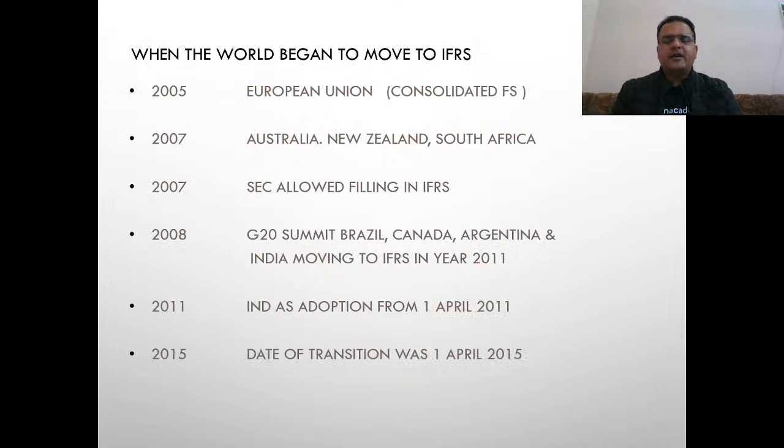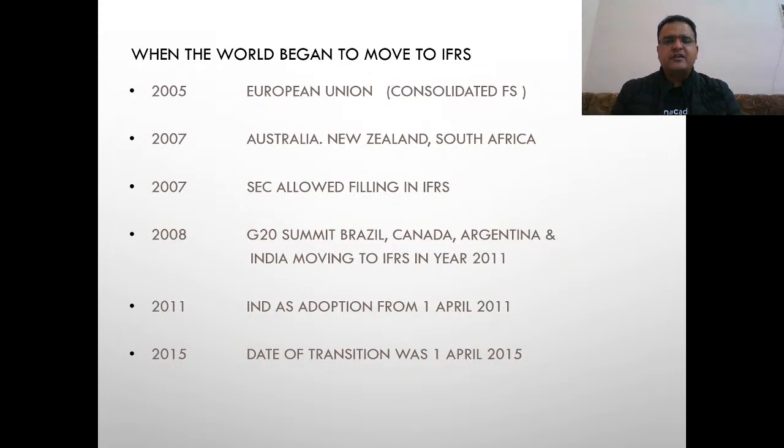When did it actually begin? It was in 2005. Like when the IASB was formed in 2001, they convinced countries, they convinced national accountancy heads or bodies to move to IFRS. So in 2005 was the major breakthrough when European Union made it mandatory to prepare consolidated financial statements based on IFRS. That's where the whole of Europe prepared their group level financial statements based on IFRS.